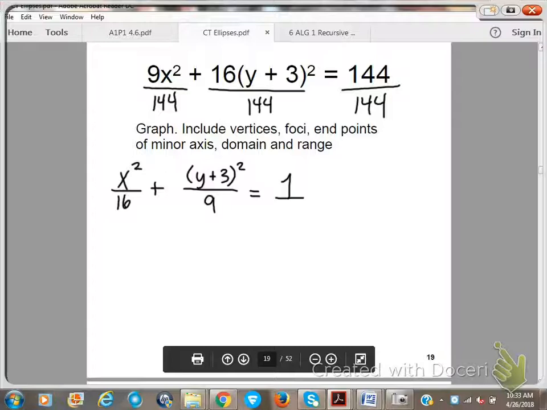Tim, do we need to do anything else to put it in ellipse format? No, that looks good to me too. Tiffany, is this going to be a horizontal or a vertical? Horizontal. Good. I'd like you to try this one on your own. See what you come up with.